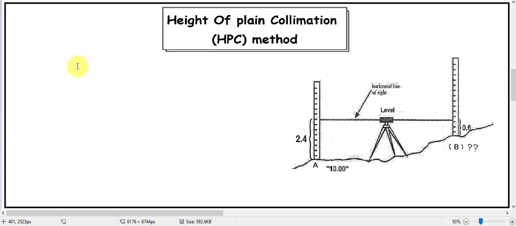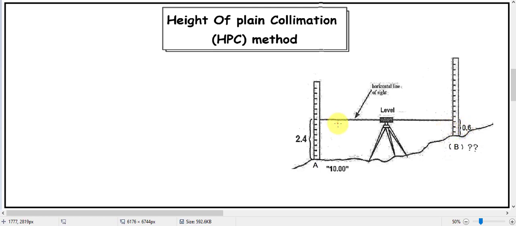Hello guys, in this video we will talk about how to calculate engineering leveling using the HBC method. If we have here point A, a benchmark with known level 10 meter above sea level, and point B is unknown. So the level was placed between them and we took a reading on point A, 2.4 meter, and we took a reading on point B, 0.6 meter.